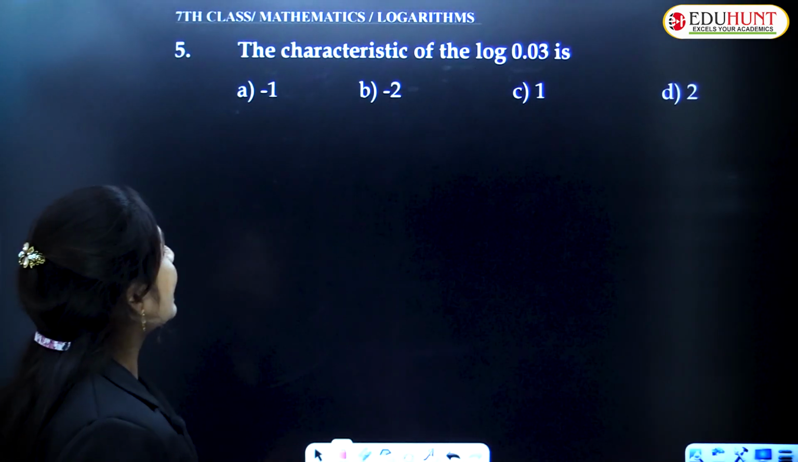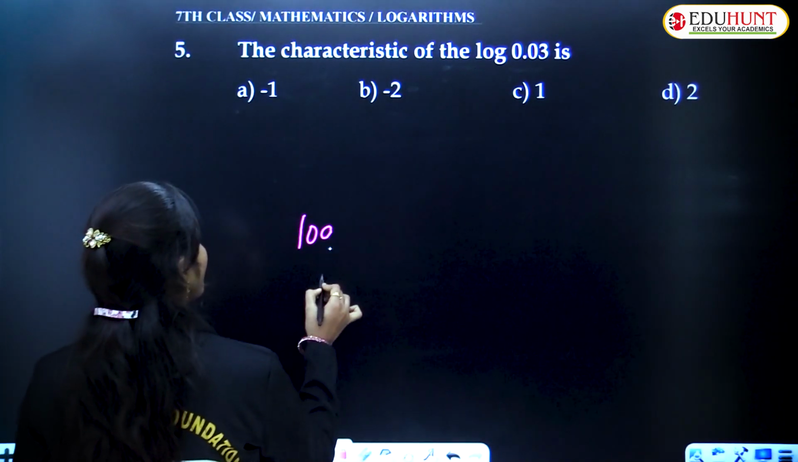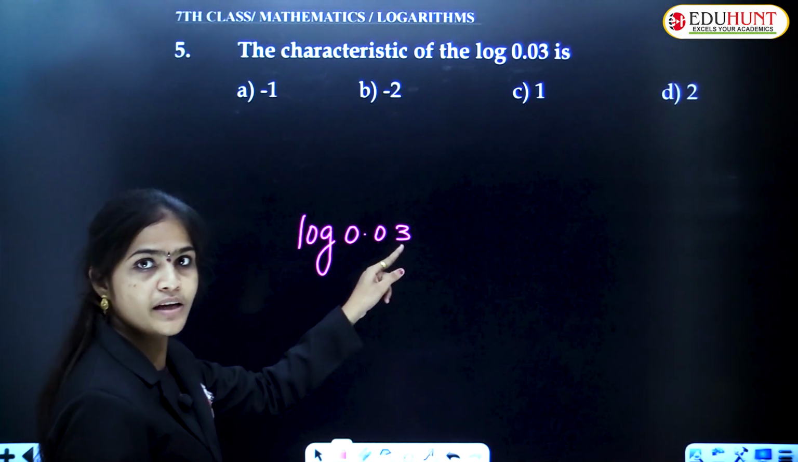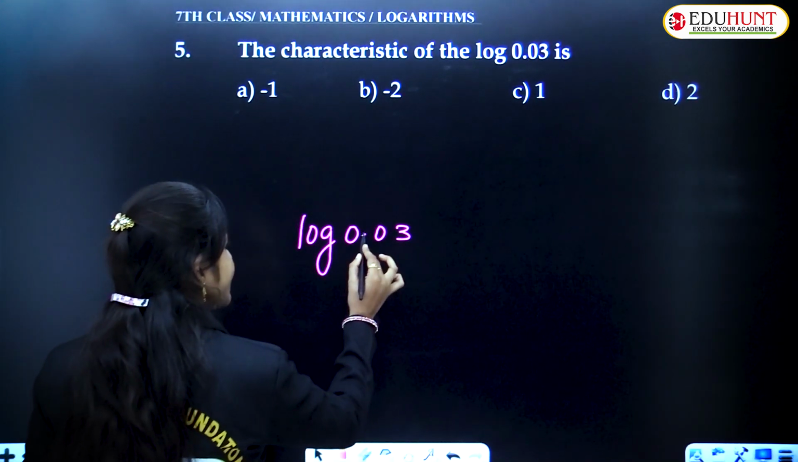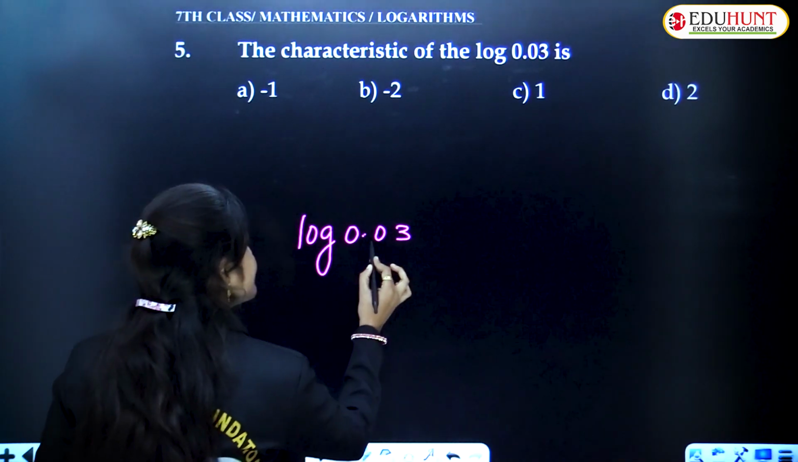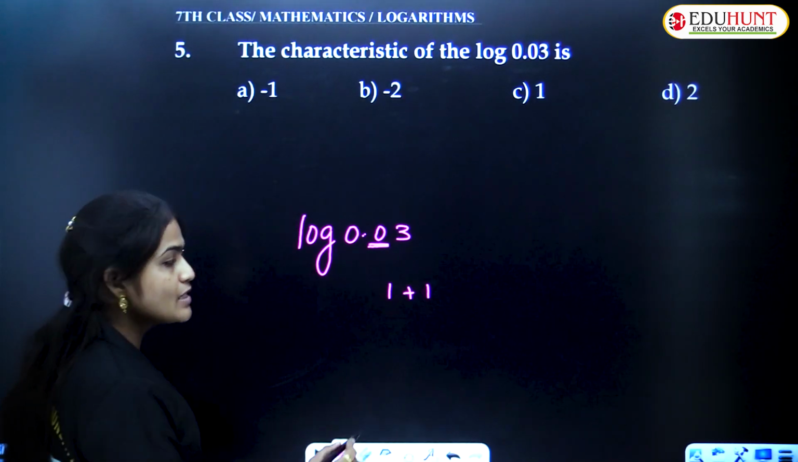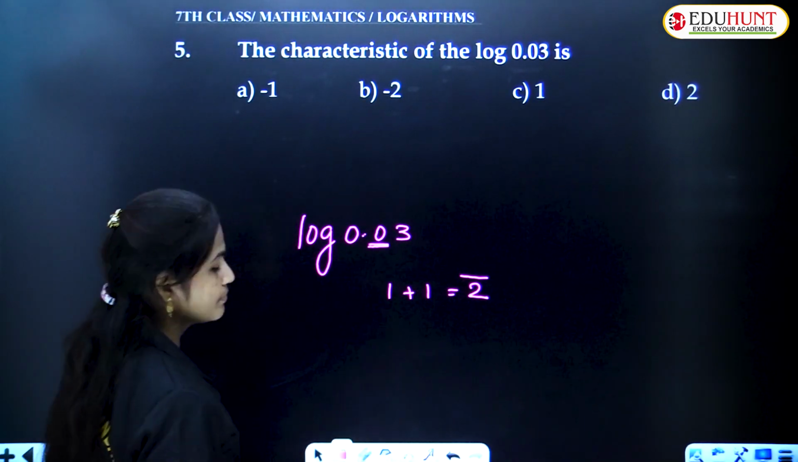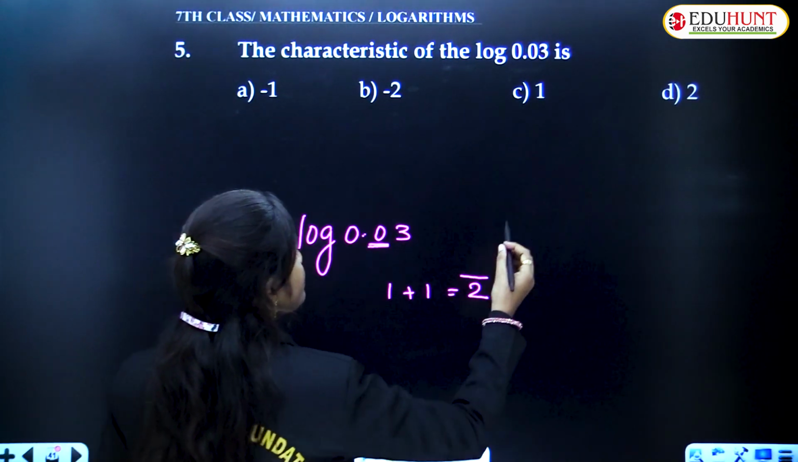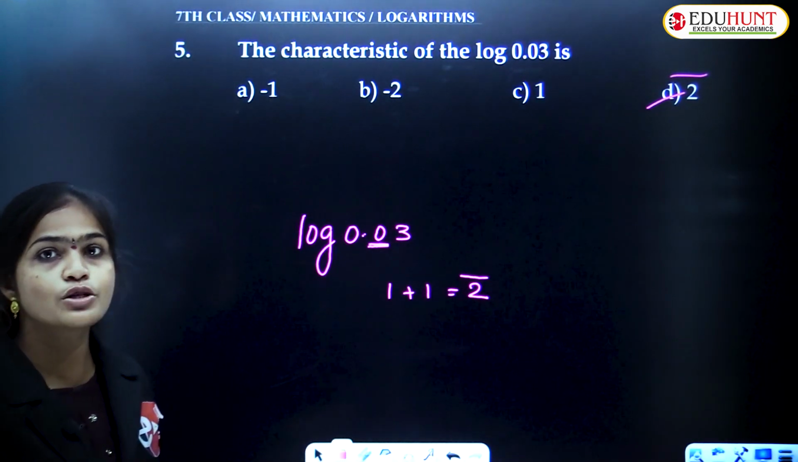Next question. The characteristic of log 0.03. What is the characteristic? Here this is a decimal number, no? So how to find the characteristic? After the decimal point and before the first significant digit, how many zeros are there? Here only 1 zero. So we have to add 1. So 1 plus 1 is equal to 2 bar. But in the options the bar symbol is not given, so we can take it as 2 bar. We should not write it as a negative, so take this one as 2 bar.